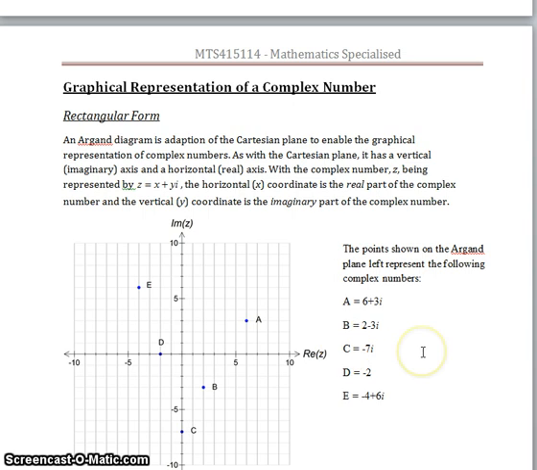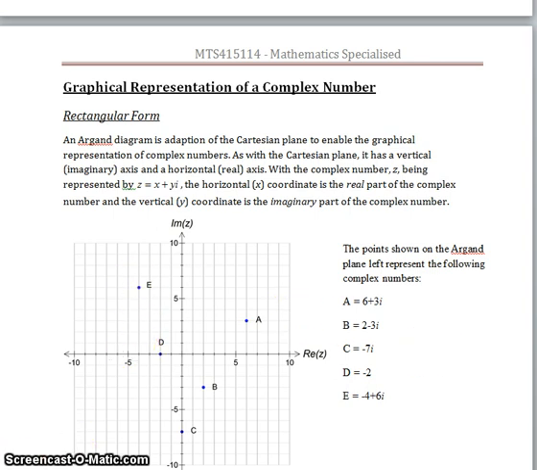C is the complex number negative 7i, so it's going to be on the imaginary axis and down to negative 7. And D is simply the real number negative 2, so we plot that on the real axis at negative 2. And then E is the complex number negative 4 plus 6i, so we go across to negative 4 and up 6.